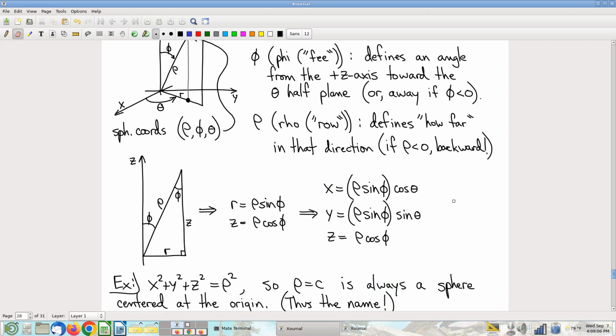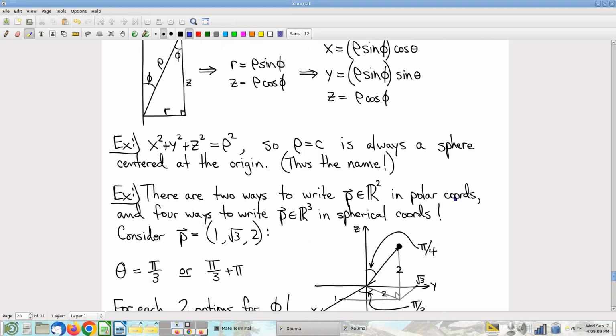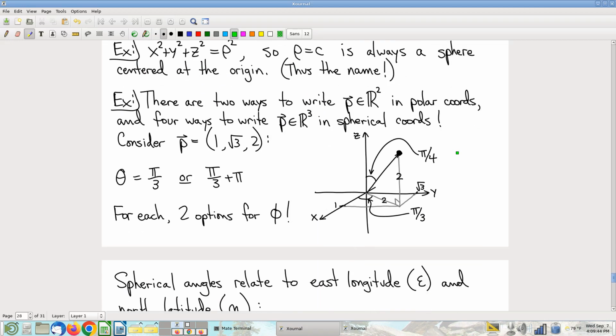All right. Pretty easy observation to make about rho, that it has this sort of Pythagorean relationship with x, y, and z. And so notice then that if you let rho be a constant, then you get the equation of a sphere centered at the origin. Again, very simple equation for a sphere, thus the name spherical coordinates. Okay. All right, next thing I want to talk about. And let me zoom back out.